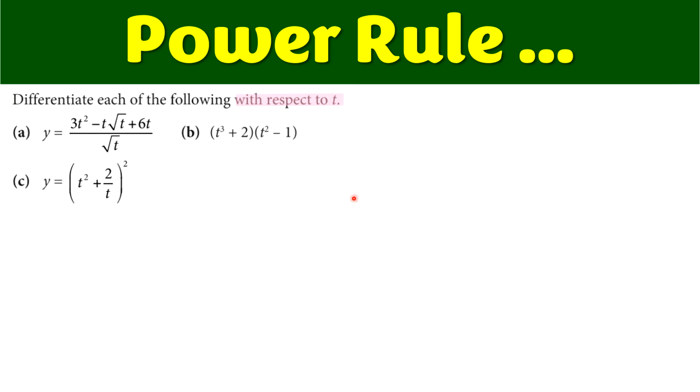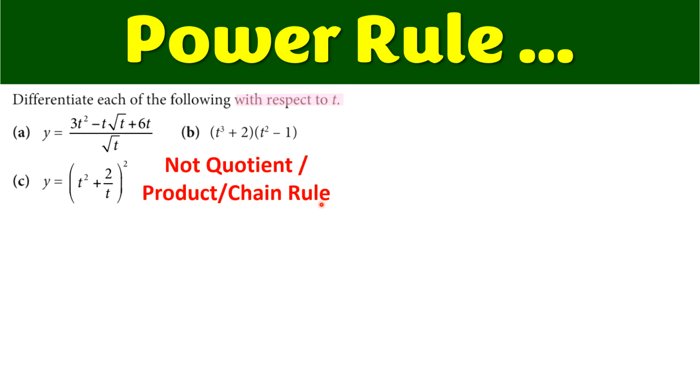Do bear in mind, I'm going to tell you that I am not going to use quotient rule, product rule, or even chain rule. No need. Often students see part A, these questions involve fractions, and very quickly they jump in and say that they need to apply quotient rule over here. Likewise for part B, they say that there are two products, a product of two terms. So very quickly, they will just apply product rule.